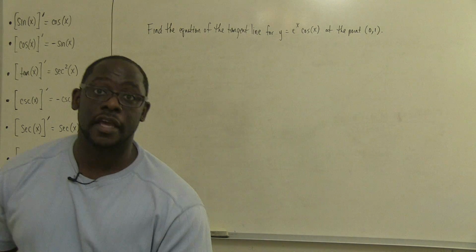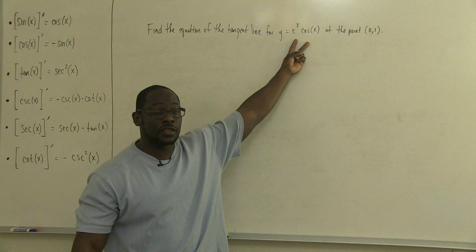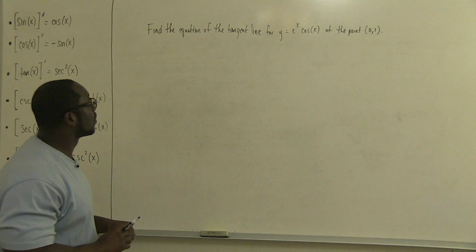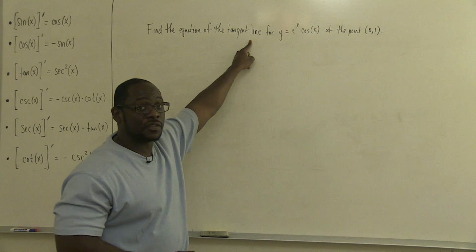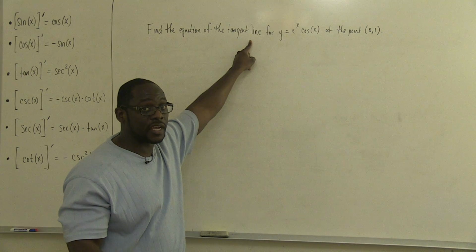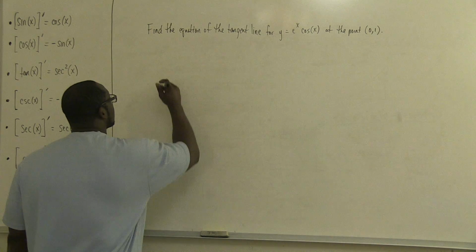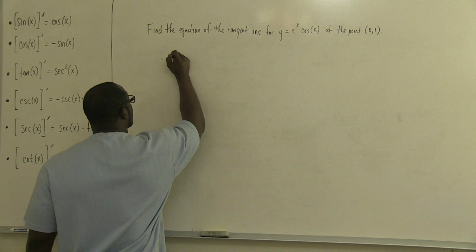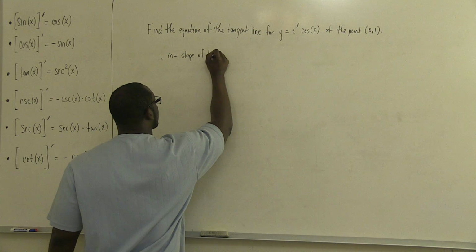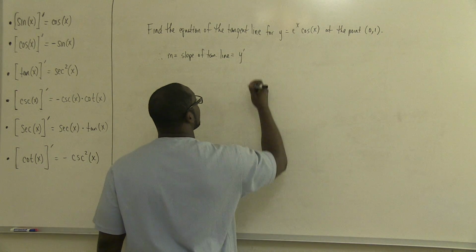Okay, so for our last problem here, we want to find the equation of the tangent line of this particular function at the point 0, 1. So we start off, we know that to find the equation of the tangent line, we need the slope of the tangent line. And of course, the slope of the tangent line is the same as the derivative of the function. So here, this is just going to be y prime.